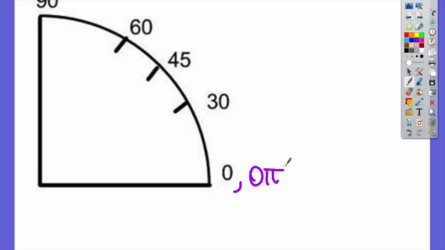30 degrees is how many radians? How do you convert degrees to radians? Pi over 180. So let's do this. 30 times pi over 180. Doesn't 30 go into 180? 6 times. So this is pi over 6. This is the radian that goes along with 30 degrees, no matter what.